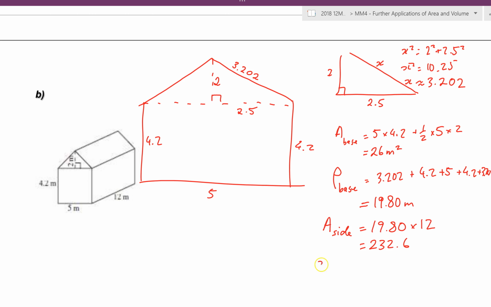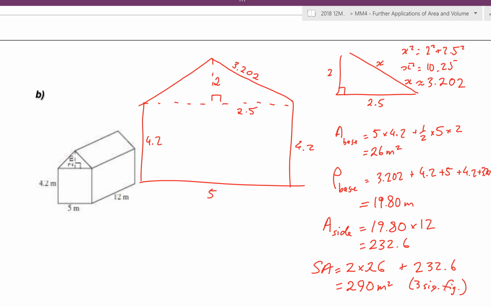So now the surface area is 2 lots of 26 plus my 232.6, and that gives me a surface area of pretty close to 290 square meters. 3 significant figures. I started off with 4 significant figures, and I've sort of worked my way back to the end.